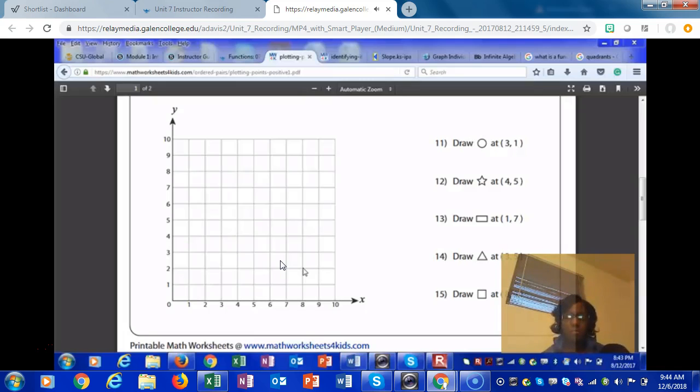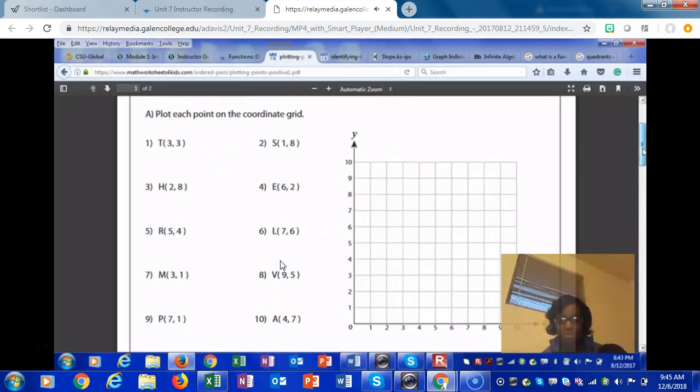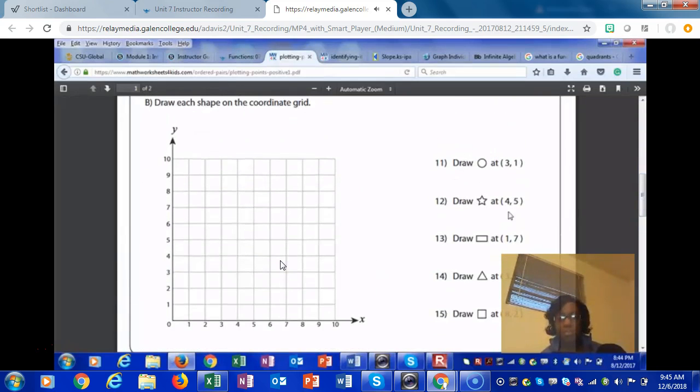We just did the review of the quadrants: quadrant 1, 2, 3, and 4 in counterclockwise motion. We also did plotting of points based on coordinate pairs. These are coordinate pairs. So we did the plotting of letters. And we also did, in a small part, plotting of shapes. Okay?